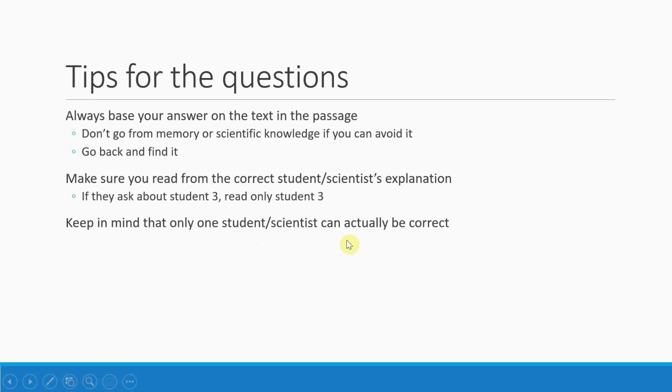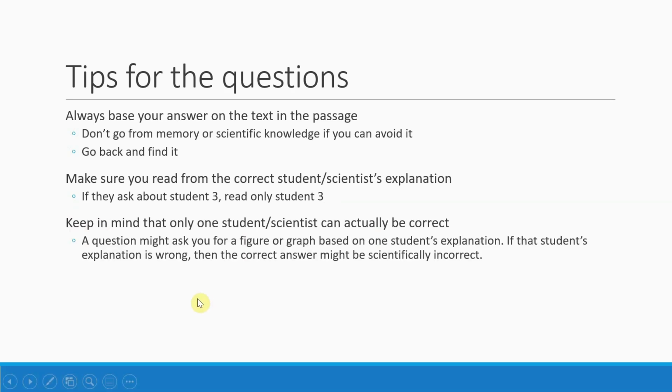Keep in mind that only one of them is actually correct scientifically speaking. While that doesn't matter as far as you knowing what's right or wrong, what comes into play is that they might ask you, kind of like that boiling water I was talking about, what the boiling point of water is according to scientist 4. If scientist 4 said it's 50 degrees, which is wrong, the answer is 50 degrees. So don't go with your own knowledge of what is scientifically correct. Make sure you base it on what that student or scientist said.